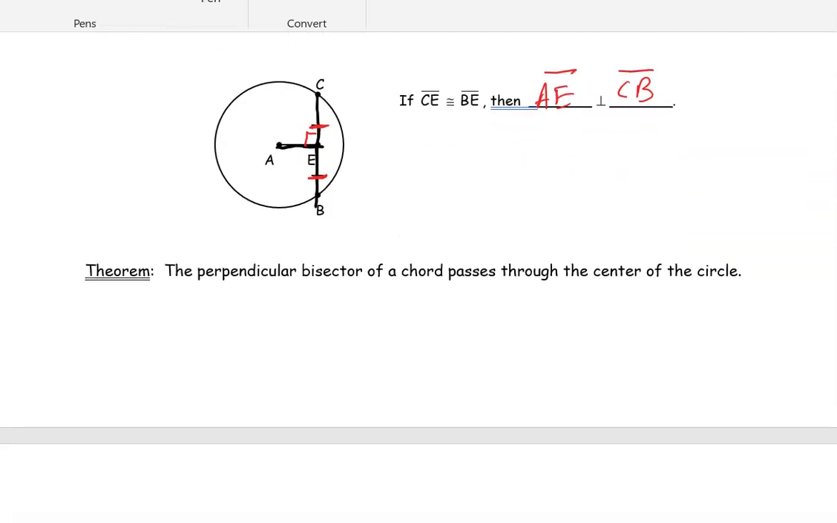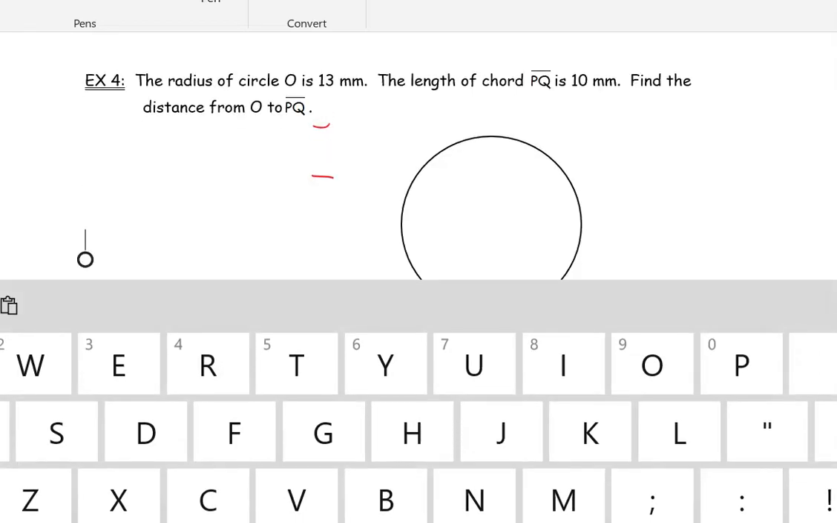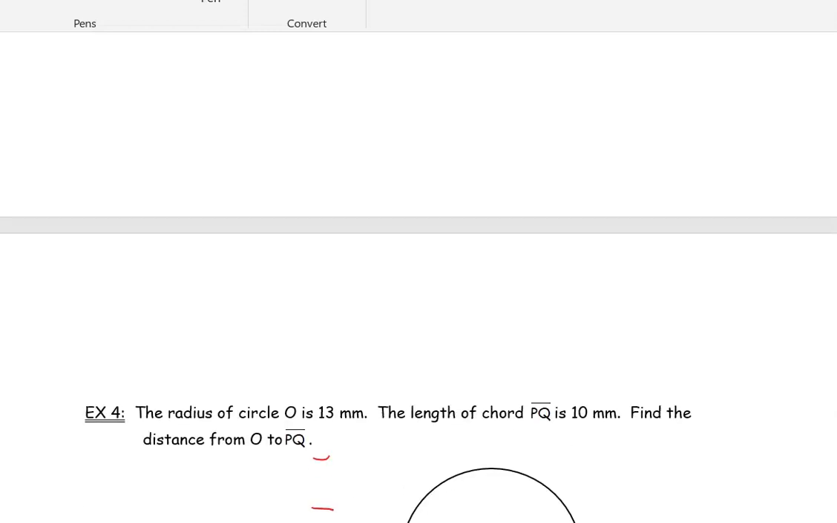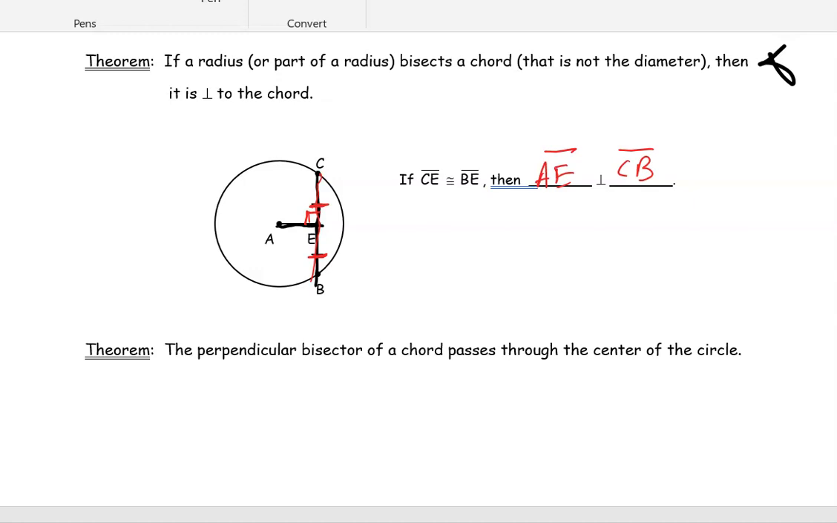And then last one, the perpendicular bisector of a chord passes through the center of a circle. So we would know that if we have, this is our chord, if we know we are both perpendicular and we're bisecting it, then the segment that is doing that, which is this guy, it would have to be going through the center of our circle.